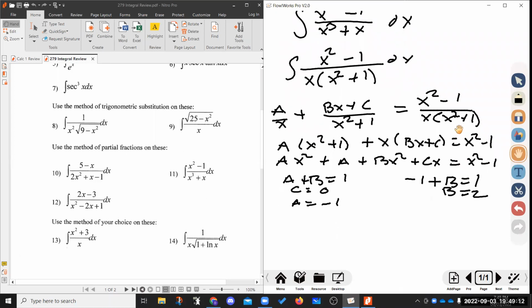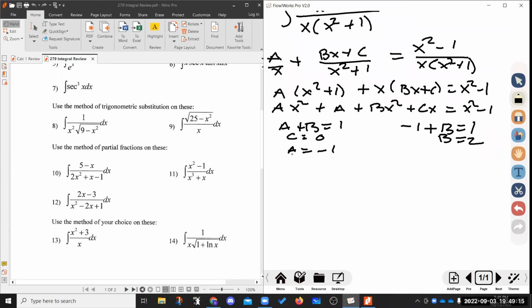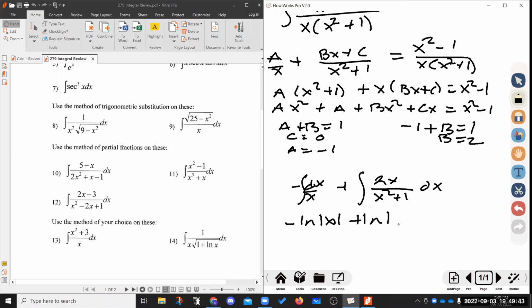All right, come on back up here. A is -1, so this is -1 over x, plus b is 2, and c is 0. That's easy enough. And so this is -ln of x plus, and this is already du over u, ln of x squared plus 1, plus c.